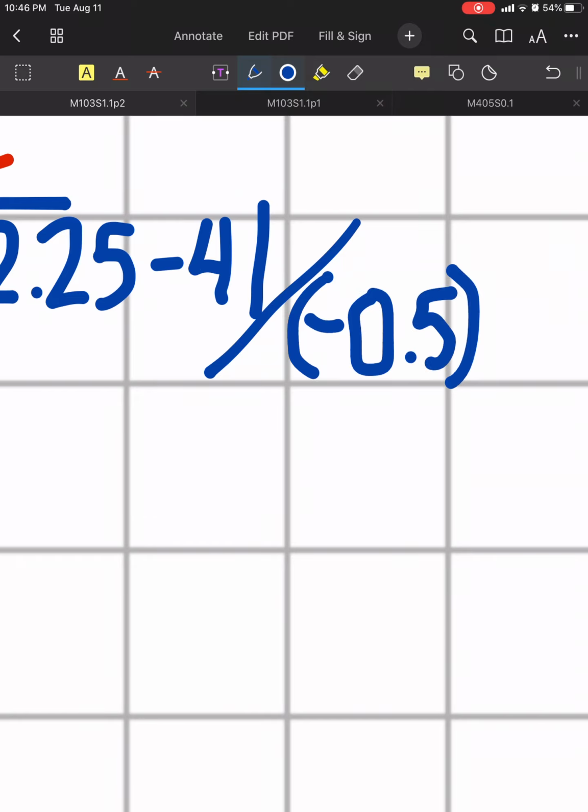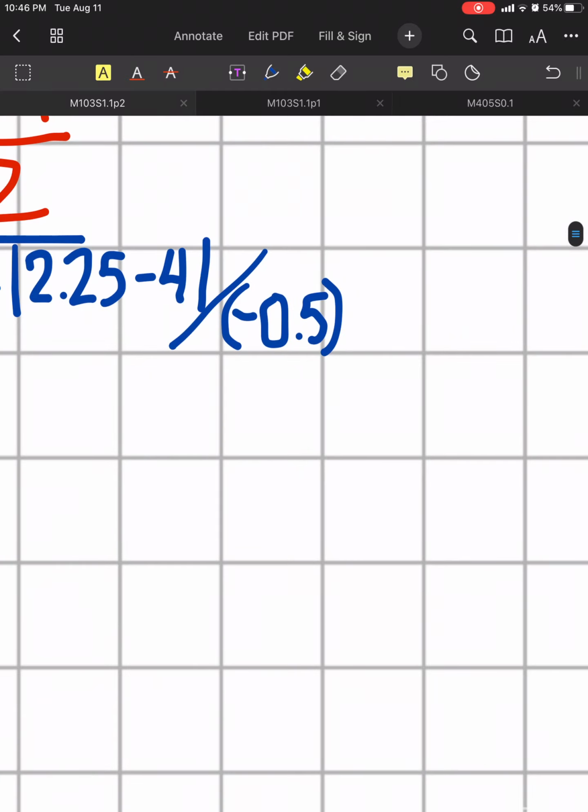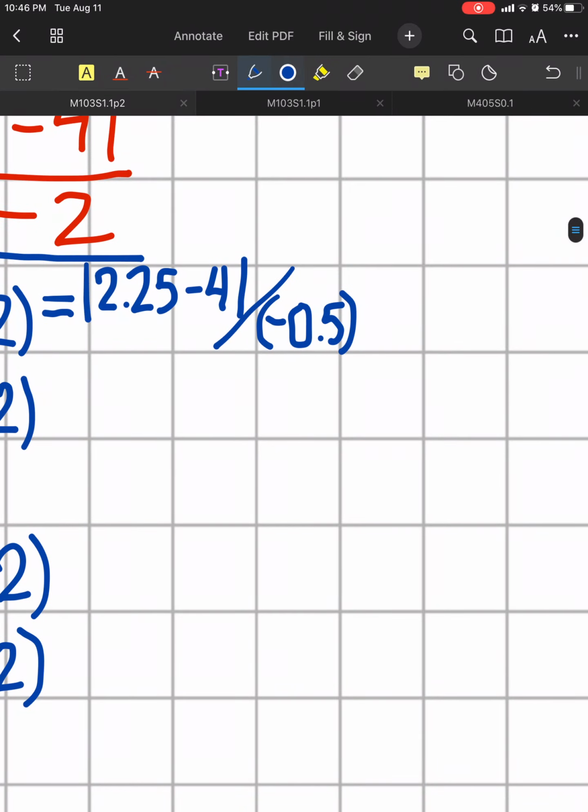Okay. The nice thing about that is it's going to make it easy to divide, and I'll explain why in a second. So here, 2.25 minus 4, that's negative 1.75. So if I put that on top, put it in absolute values, I should get a positive, then divided by negative 0.5.